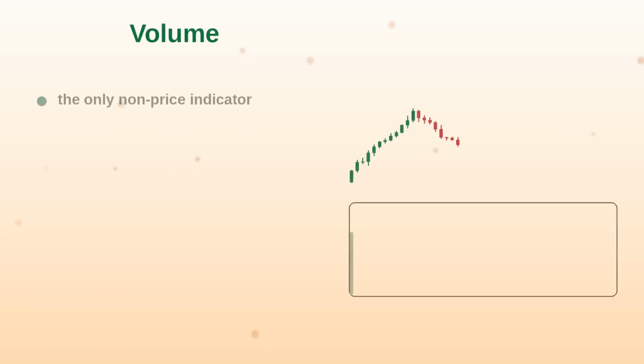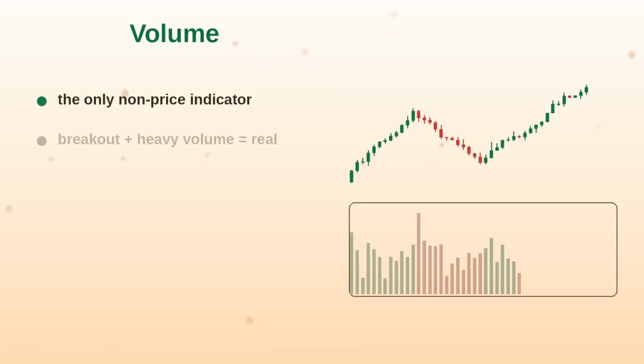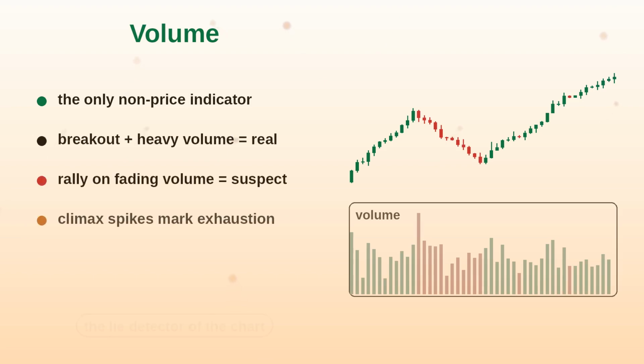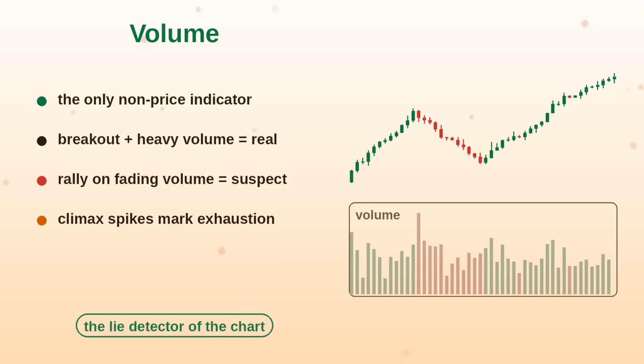Volume, the only indicator that isn't derived from price. It's its own raw data, how many shares or contracts actually traded. Volume is the lie detector of the chart. A breakout on heavy volume, real, backed by committed money. A rally on fading volume, suspicious, running on fumes. And a massive volume spike after a long move often marks the climax, the final burst before exhaustion. Price tells you what happened. Volume tells you how much to believe it.